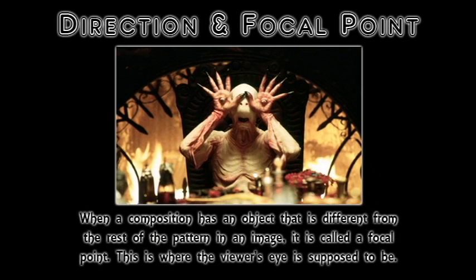When a composition has an object that is much different from the rest of the pattern in an image, it is called a focal point. This is where you want the visual consumer to be looking. Notice the still from Guillermo del Toro's Pan's Labyrinth. It is of a main creature in the movie who sees through the eyes on the palms of its hands.